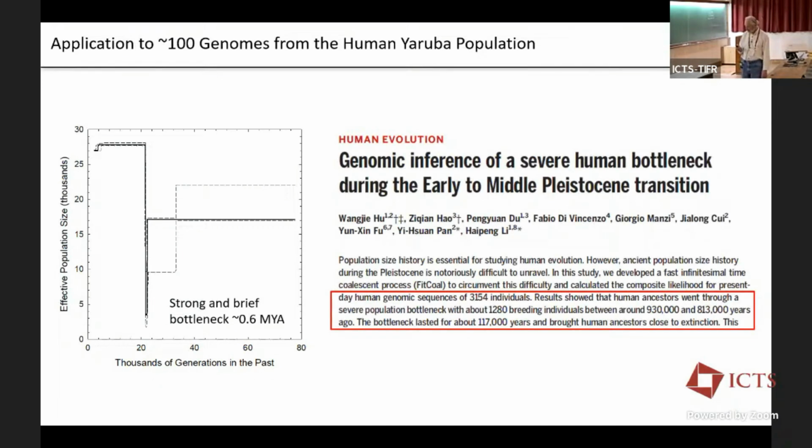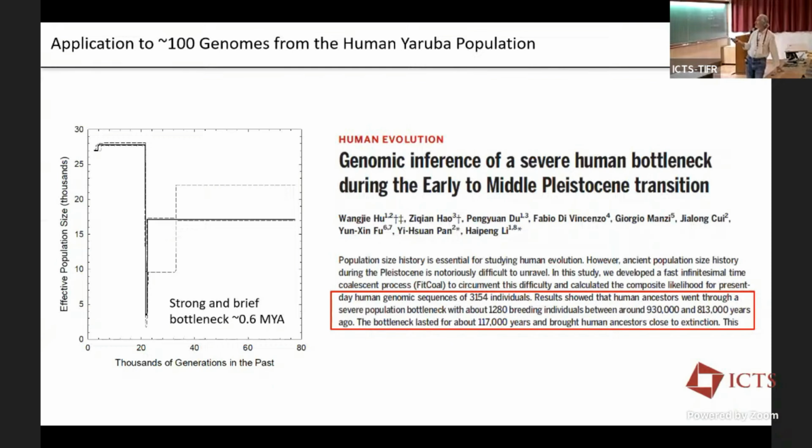But 3 years later, these guys, we weren't really interested in human evolution. We were just using this as an example. 3 years later, these guys published a paper using a fairly similar approach, using a site frequency spectrum to estimate past demography of the human population, and found essentially the same thing.